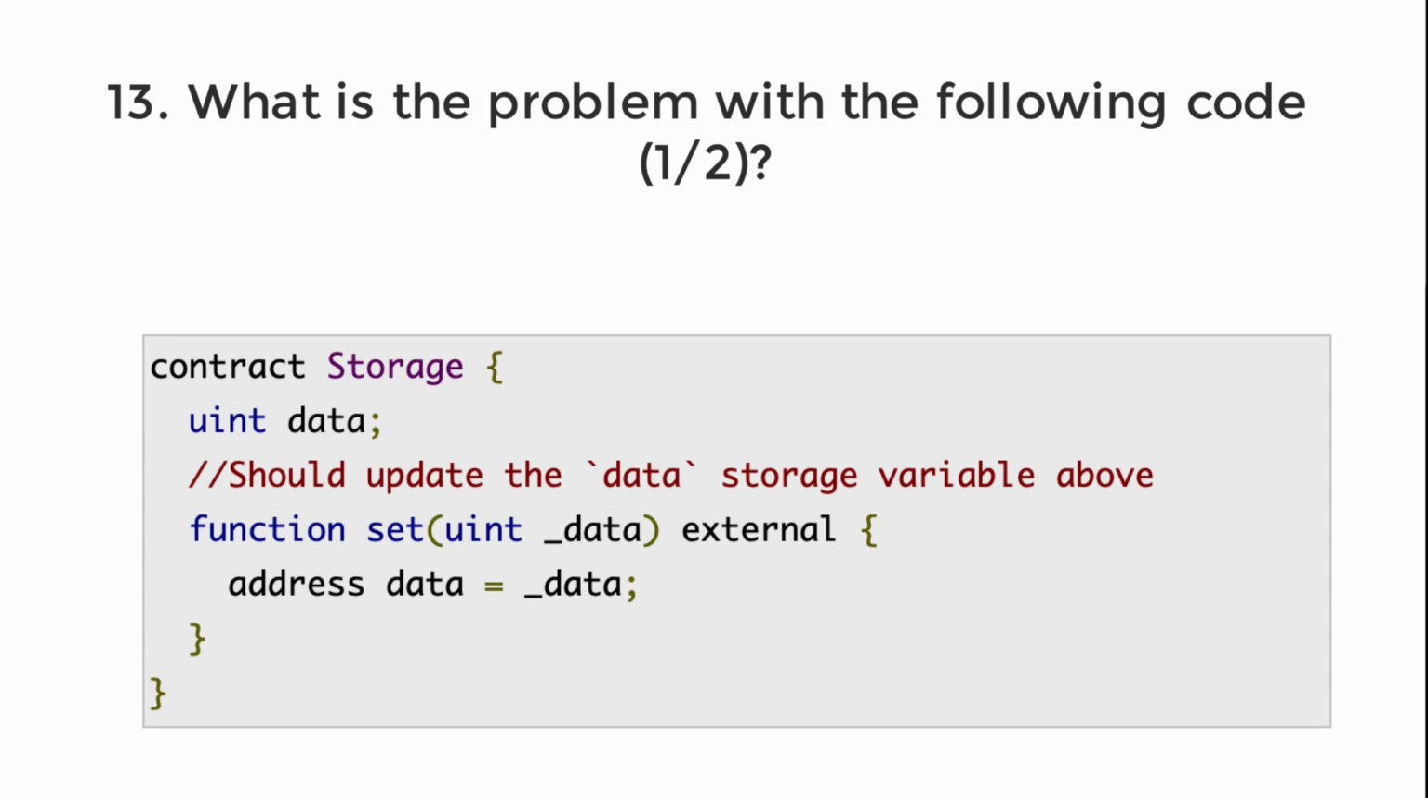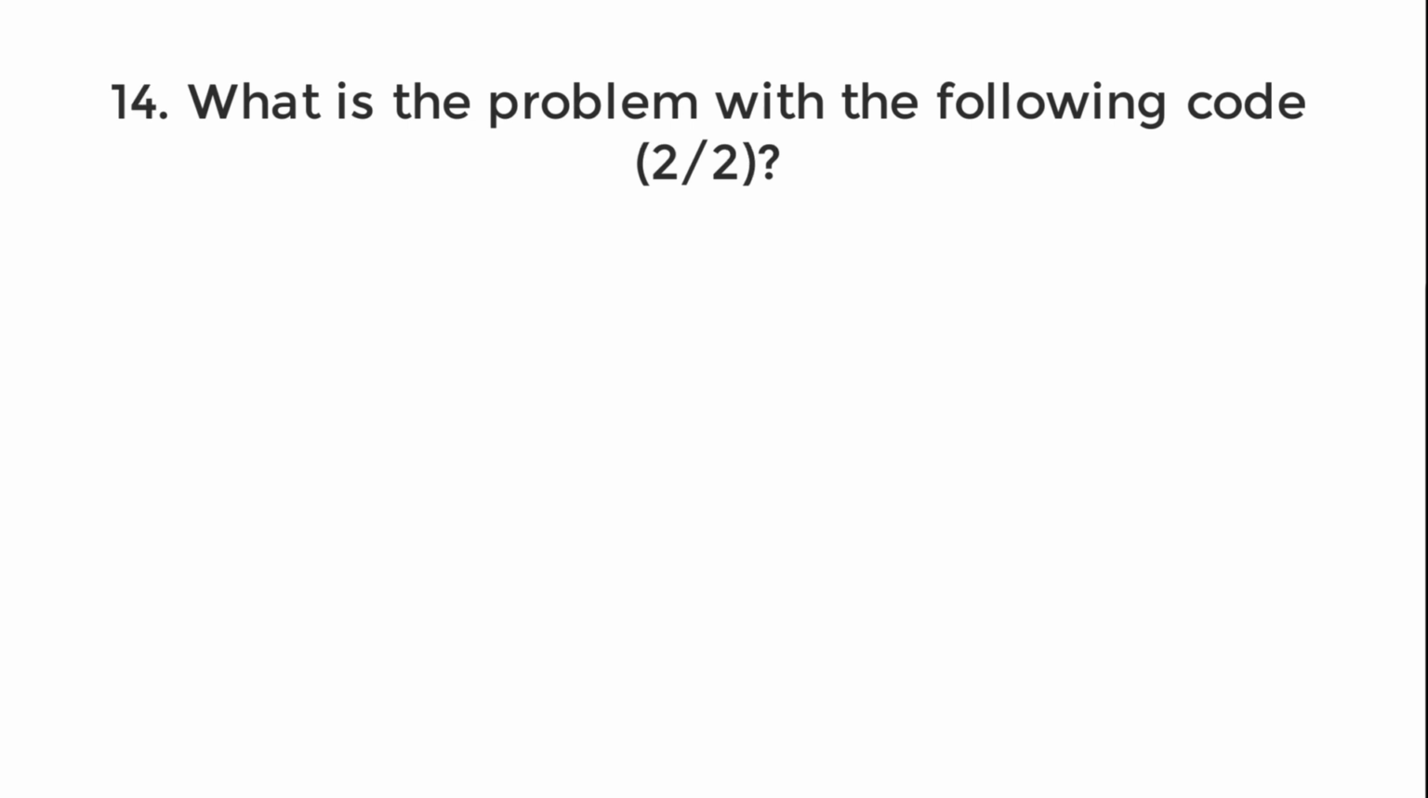What is the problem with the following Solidity code? The set function redefines the data variable inside its body. This will create a local variable that will shadow the state variable defined above. To fix the code, remove the address keyword when you reference data inside the set function.